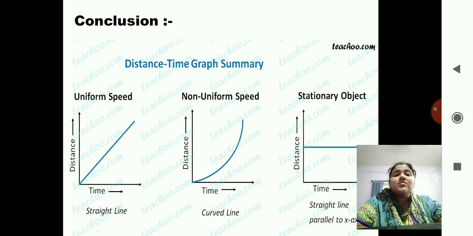And if there is a straight line that is parallel to the x-axis, you have to remember, then the object is stationary. Stationary means they do not move from their place. There is no motion in the object. So in the conclusion, remember for the distance time graph: uniform motion is a straight line, non-uniform motion is a curved line, and stationary is a straight line parallel to the x-axis.